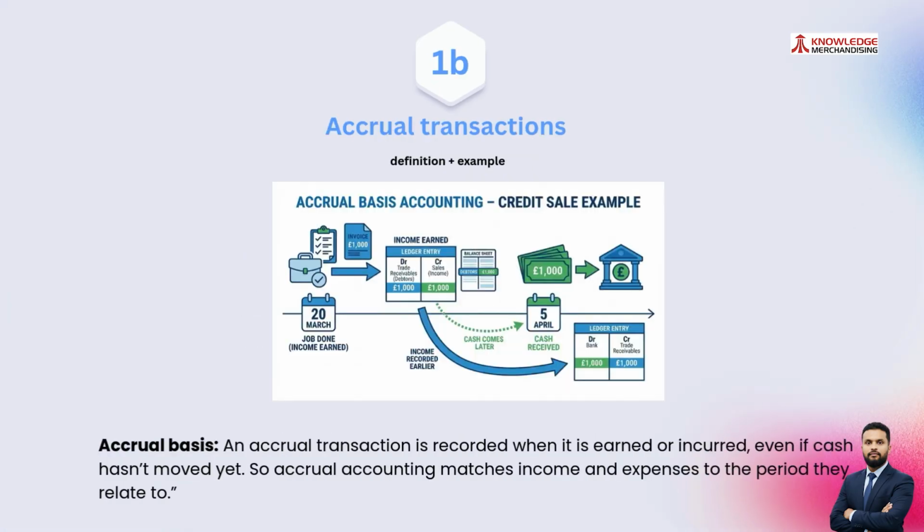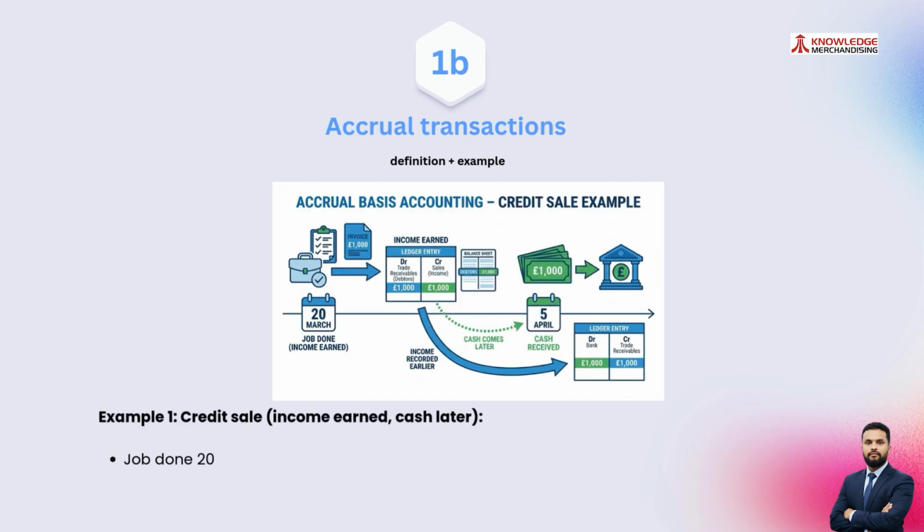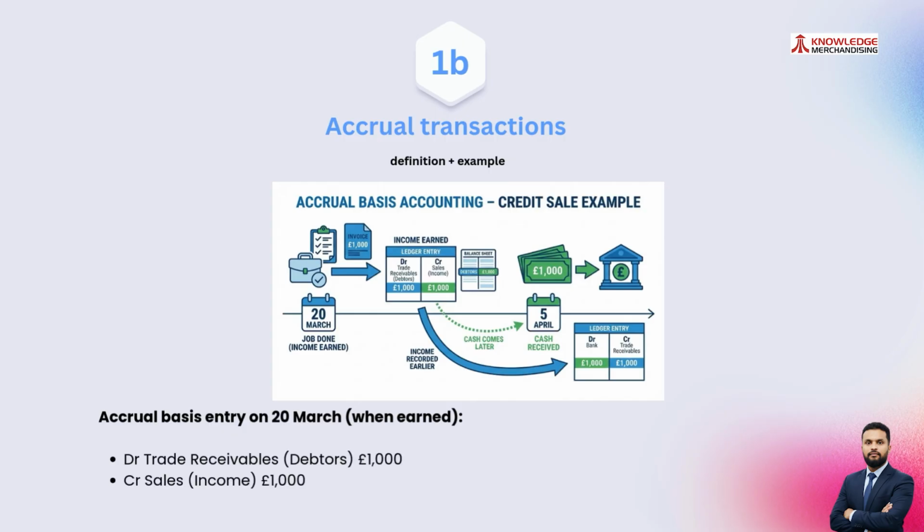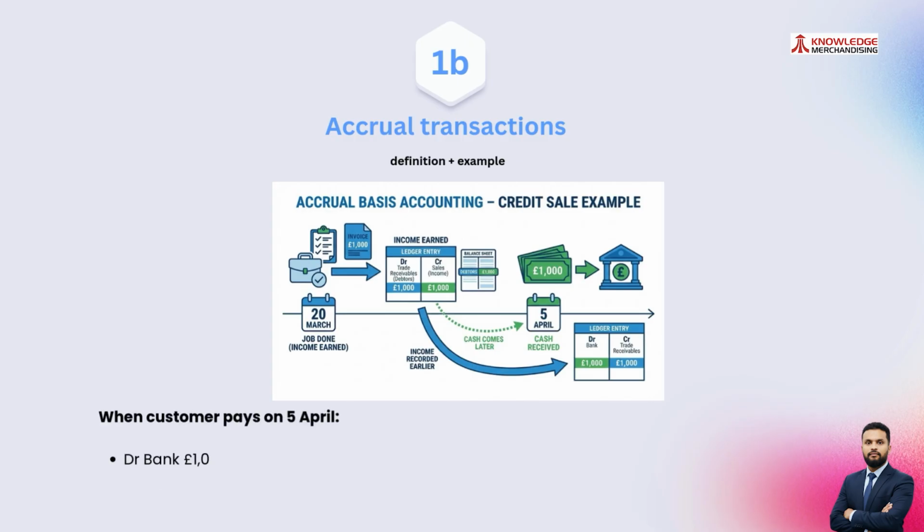Now, accrual basis. An accrual transaction is recorded when it is earned or incurred, even if cash hasn't moved yet. So, accrual accounting matches income and expenses to the period they relate to. Example 1. Credit sale. Income earned, cash later. Same scenario. Job done 20th March, customer pays 5th April, amount £1,000. Accrual basis entry on 20th March when earned. Debit trade receivables, debtors, £1,000. Credit sales, income, £1,000. When customer pays on 5th April, debit bank £1,000, credit trade receivables £1,000.